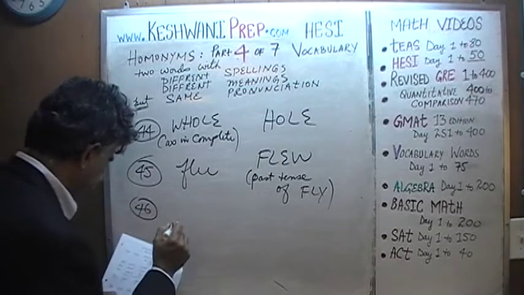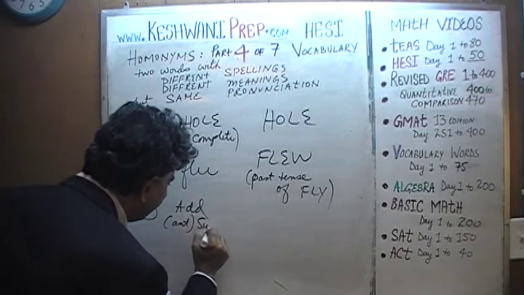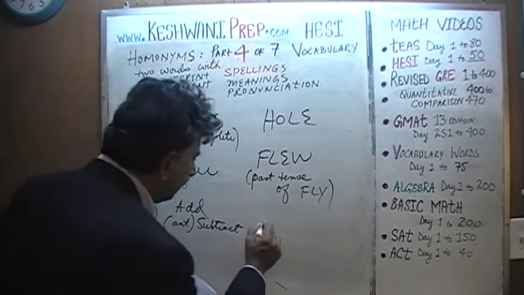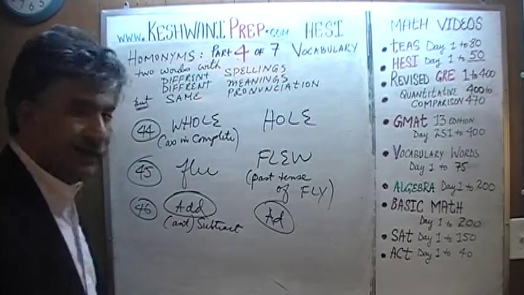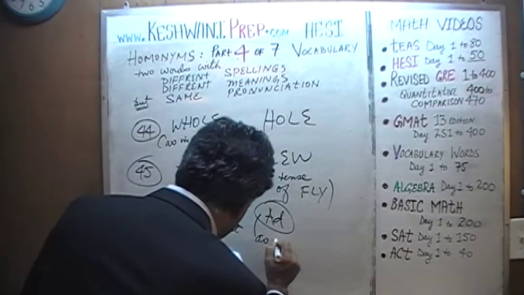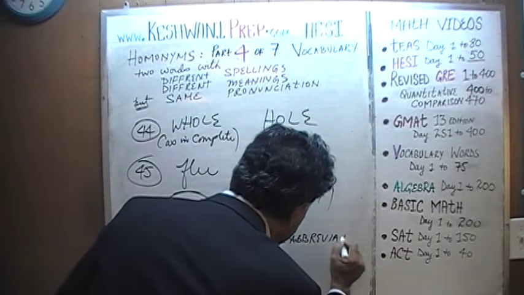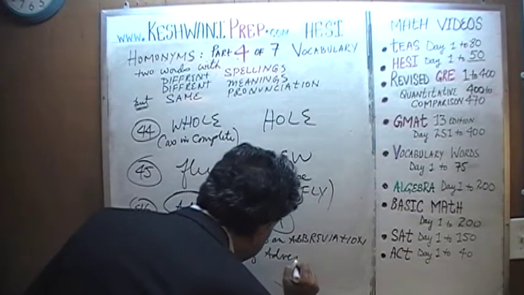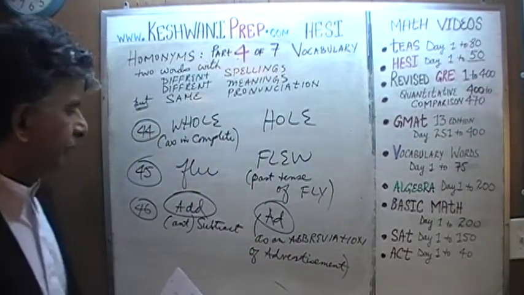46. Add as in the antonym of subtract. This is the one that I find very annoying, and I'll tell you why. Many a time I have seen youngsters who end up using ADD when they mean to say AD, because here we are using it as an abbreviation of advertisement.